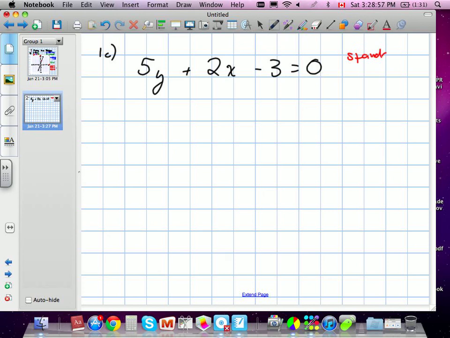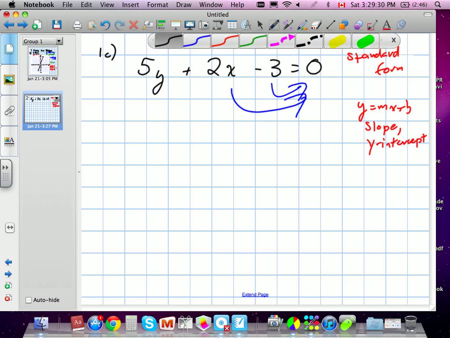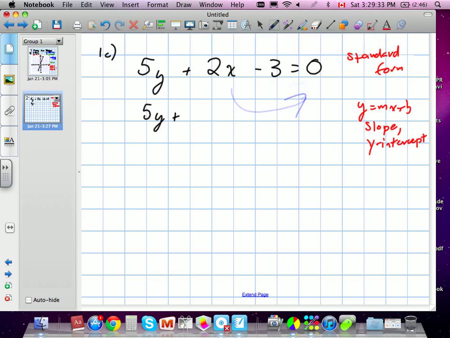Standard form. So in standard form, we can't quite go straight to graphing. What we need to do is we need to get it into the form of y equals mx plus b, which is our slope y-intercept. There we go. So in order to do that, we need to isolate for y. So what I'm going to do is I'm going to keep this guy by itself on the left side to start, and I'm going to move each of these to the other side of the equation. When I move -3 to the other side of the equation, do you know what it becomes? +3. That's right. So that's 5y plus 2x equals 0 plus 3, which is just +3.